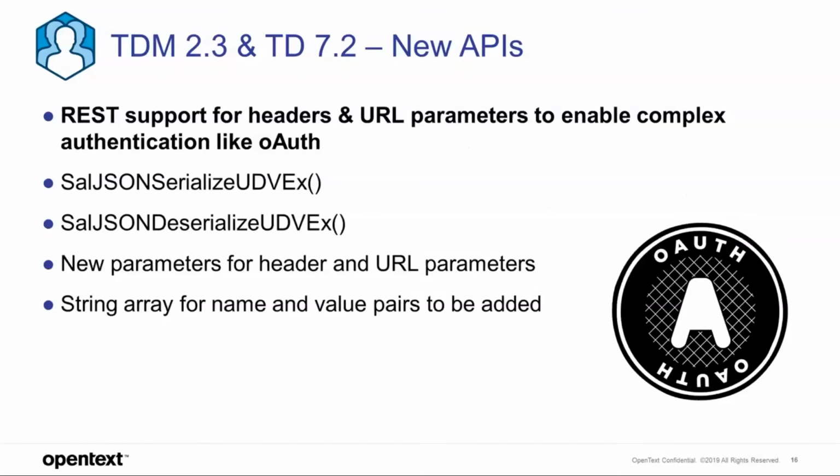REST calls frequently have complex authentication involved. For example, if you want to do REST calls to Twitter or to Facebook, then you need to be able to use the OAuth authentication method or mechanisms. And to do that, we have implemented two new functions, style JSON serialize UDVX and style JSON deserialize UDVX, which now take headers and URL parameters that can be passed into these calls, and such can easily enable complex authentication in your REST calls.